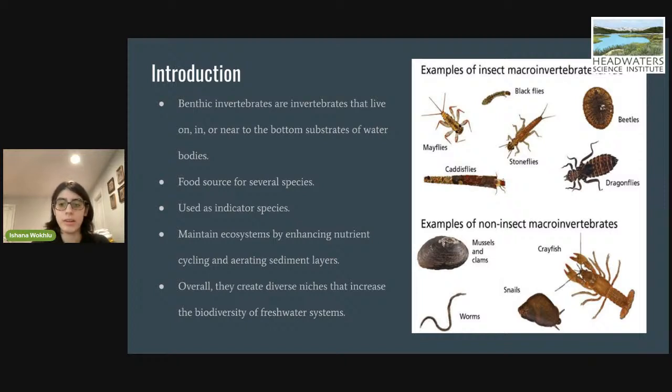Benthic invertebrates are also commonly used as indicator species and maintain ecosystems by enhancing nutrient cycling and aerating sediment layers. And overall, these activities and other biological interactions create diverse niches that increase the biodiversity of freshwater systems.